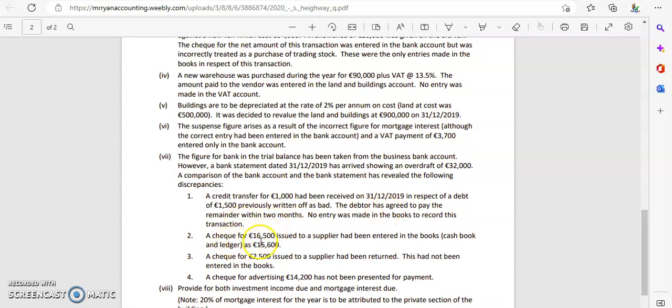The check then that we sent to a supplier but recorded incorrectly in our own books. So it was an extra 900. So we need to increase our bank overdraft by 900 and decrease our creditors by 900. And then we wrote a check to a supplier. This check was returned. So it means that our creditors have to go up by 2,500, but our bank overdraft will go down by 2,500.